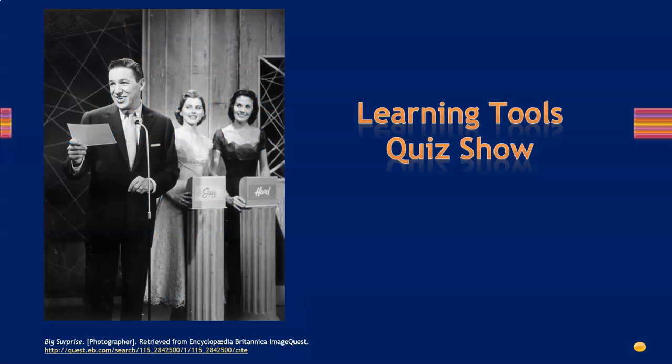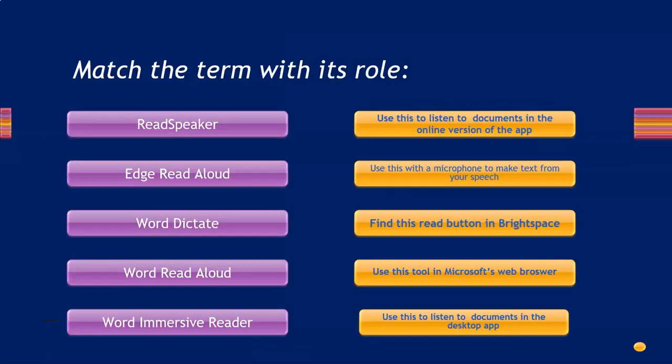So that's some tools we have to help us learn. Let's review the main ideas with a short quiz show. So we're going to try to match the term with its role. On your left, we have Readspeaker, Edge Read Aloud, Word Dictate, Word Read Aloud, and Word Immersive Reader. On your right, we have the choices: Use this to listen to documents in the online version of the app. Use this with a microphone to make text from your speech. Find this read button in Brightspace. Use this tool in Microsoft's web browser. Use this to listen to documents in the desktop app.